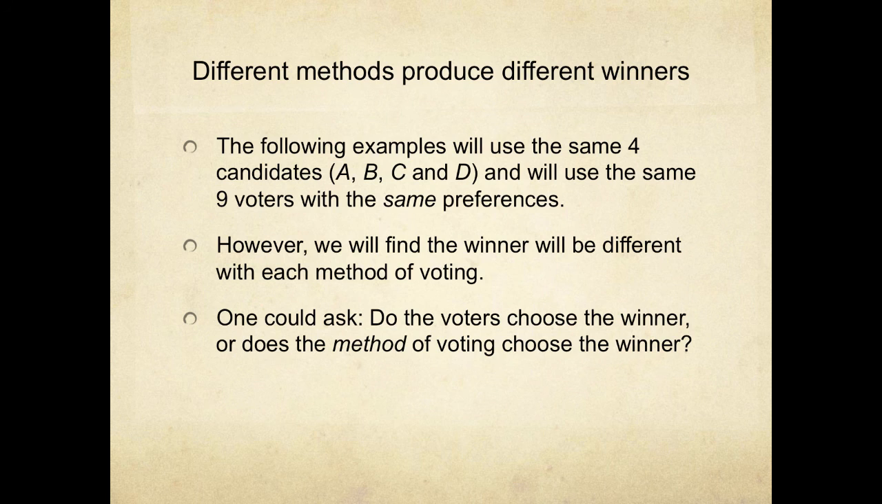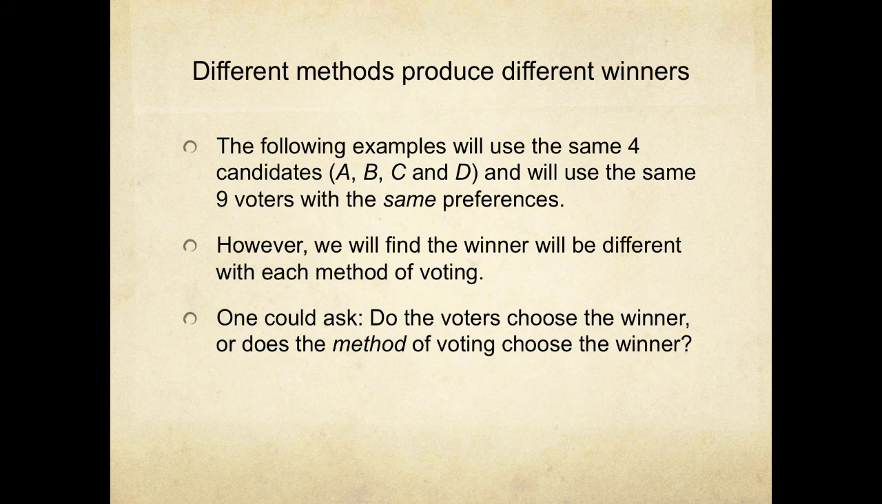The following examples will use the same four candidates. I'll just name them A, B, C, and D. And we'll use the same 9 voters in these examples that follow, with those voters with the same preferences. So the voters and their preferences don't change. I'm going to change the different voting methods, and you'll see that we come up with a different winner based on the method that we use.